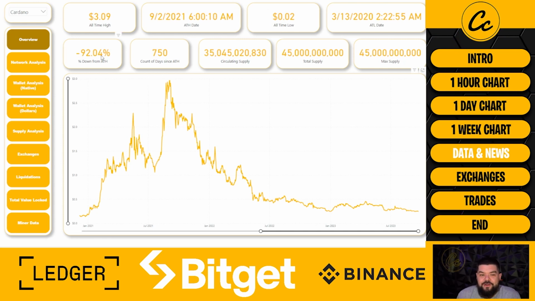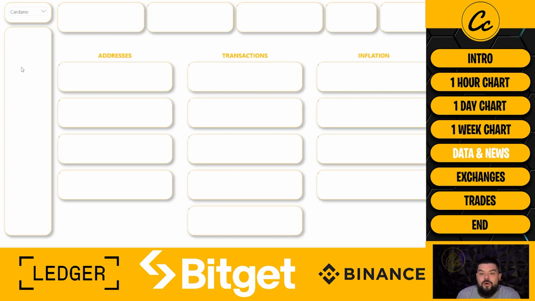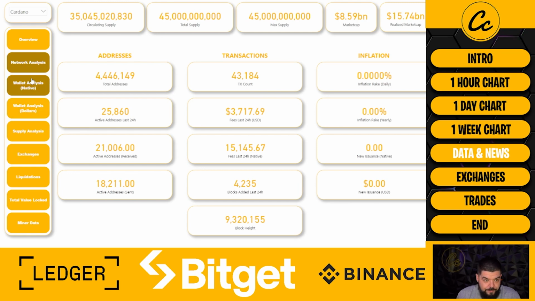We are 92% from its all-time high, 750 days from its all-time high. We can see the circulating supply of 35 billion of its total supply of 45 billion. It's good to see most of this is now on the market. Move over to the next tab here.